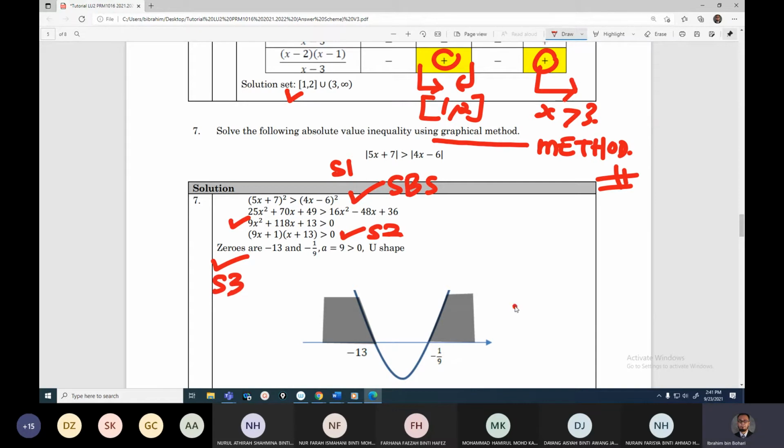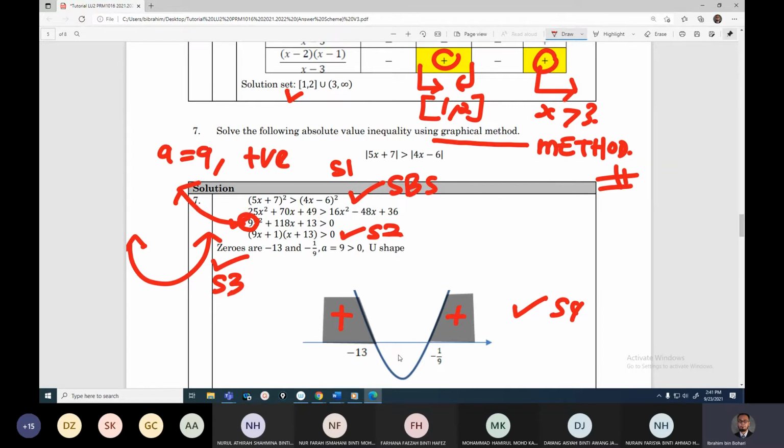And step 4, sketch the graph. You check the coefficient of the quadratic inequality. Here, the coefficient, the value of a, equals 9, a positive value. So the graph here opens upwards. Okay, open up. So you graph it opening up, and here you put the positive sign above the axis, and below the axis here you put the negative sign.